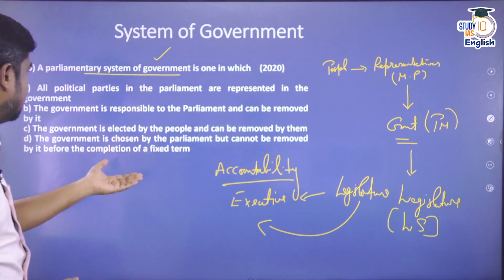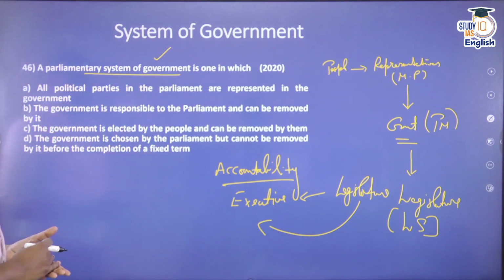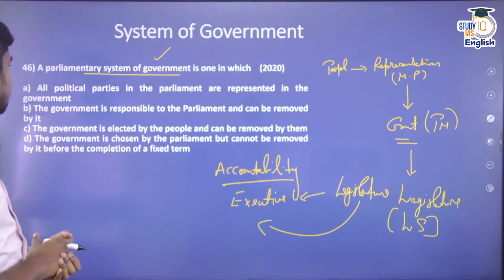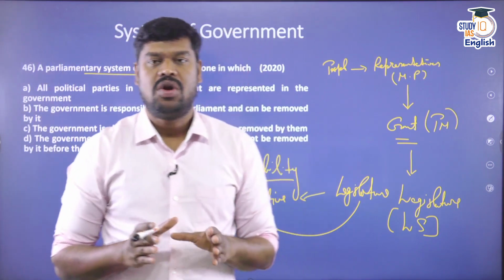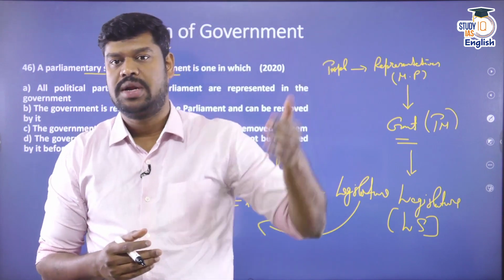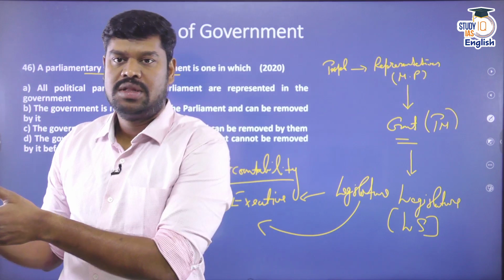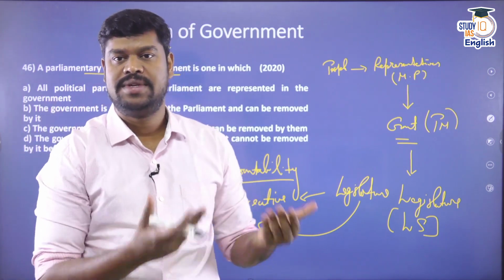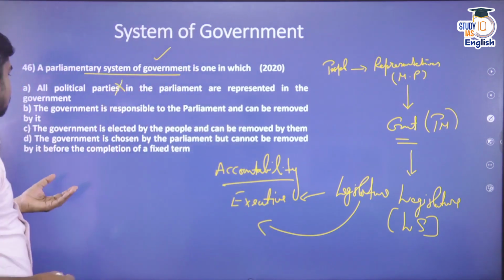So, with this understanding, come to this statement. A parliamentary system of government is one in which all political parties in the parliament are represented in the government. In fact, that's not the case. In India, not all the political parties are represented in the government. It is only the majority party or maybe their coalition partners. You cannot expect the members of parliament from Congress to be part of the government when BJP is having the majority. So, this is not true, at least in the Indian case.